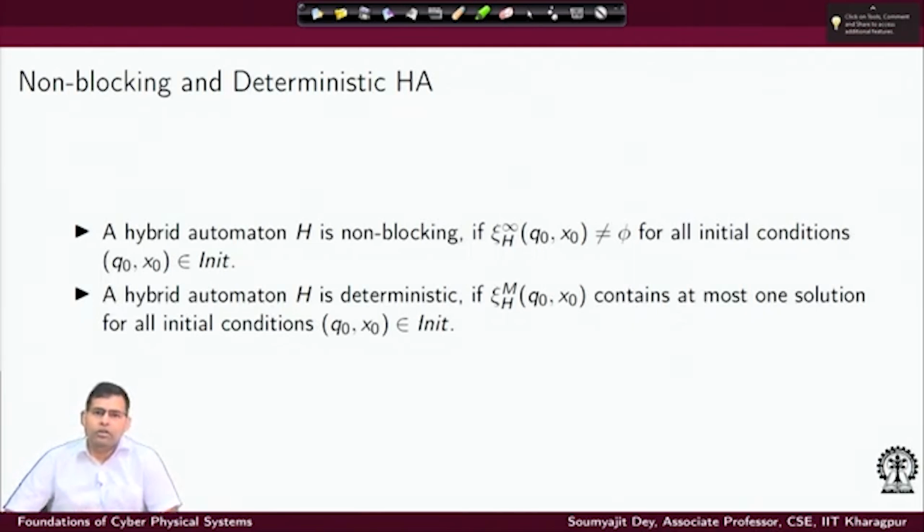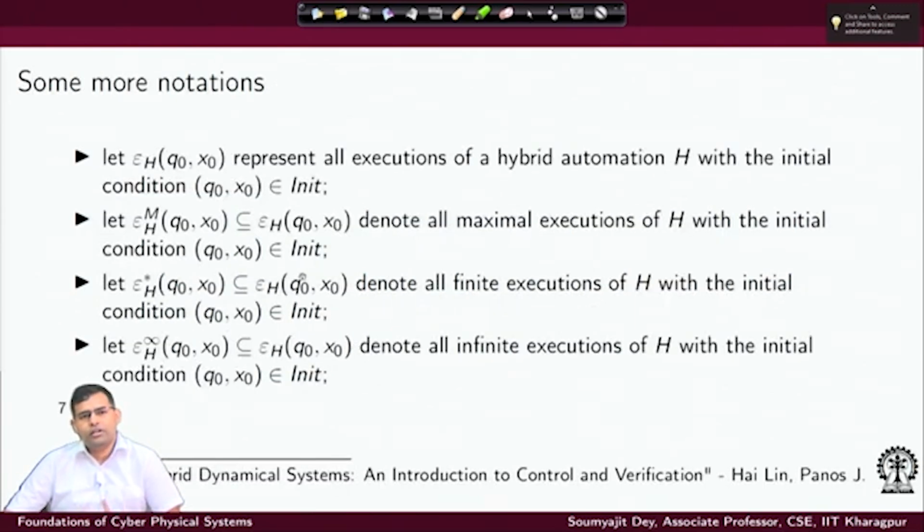And when do I call it deterministic? If I find that the maximal execution set has only one element, that means there is only one possible way starting from every initial condition. I start from every possible q0, x0 combination, and for every such initial state, the hybrid automata has one unique execution sequence. Maximal means it is not a prefix of anybody else; there does not exist anybody else larger than that.